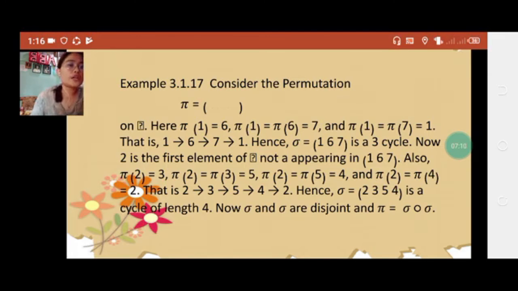Now, (1 6 7) and (2 3 5 4) are disjoint, and pi is equal to the function composition of (1 6 7) and (2 3 5 4). So, in cycle notation, we can write the cycles in any order, either 3 then 4 or 4 then 3, depending on us.